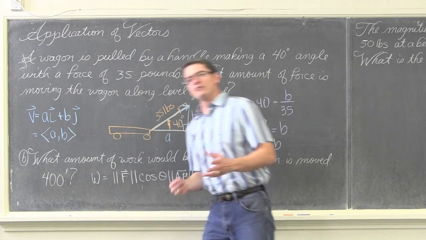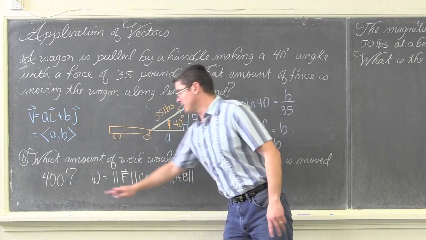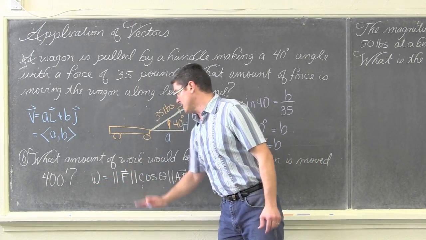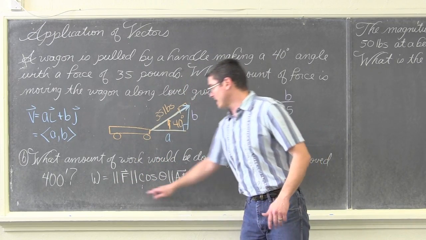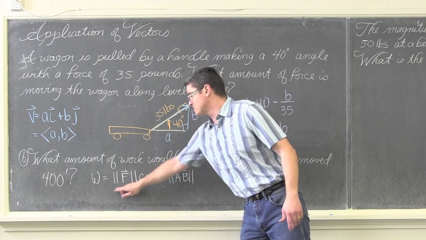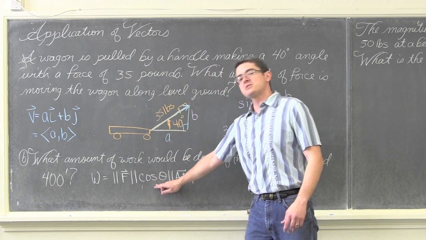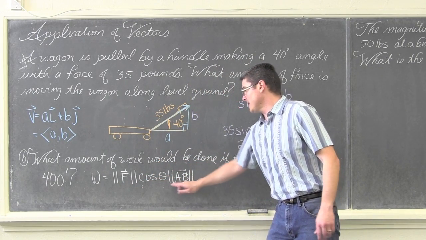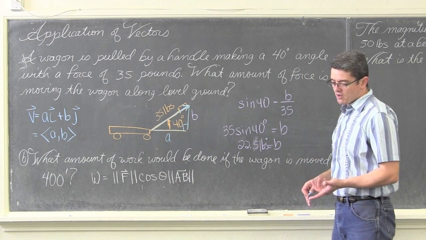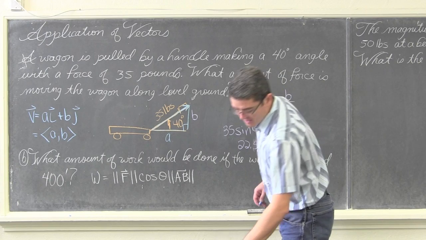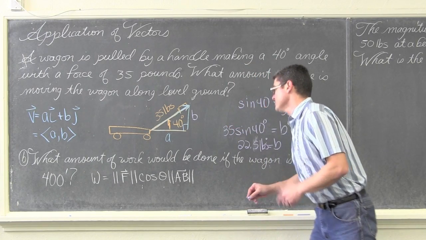Well, there's a couple of versions of this formula. The one I'm going to work with is that work is calculated by the amount of force being applied times the cosine of the angle times the magnitude of how far you're going to move it. So the force is being applied at 35 pounds.